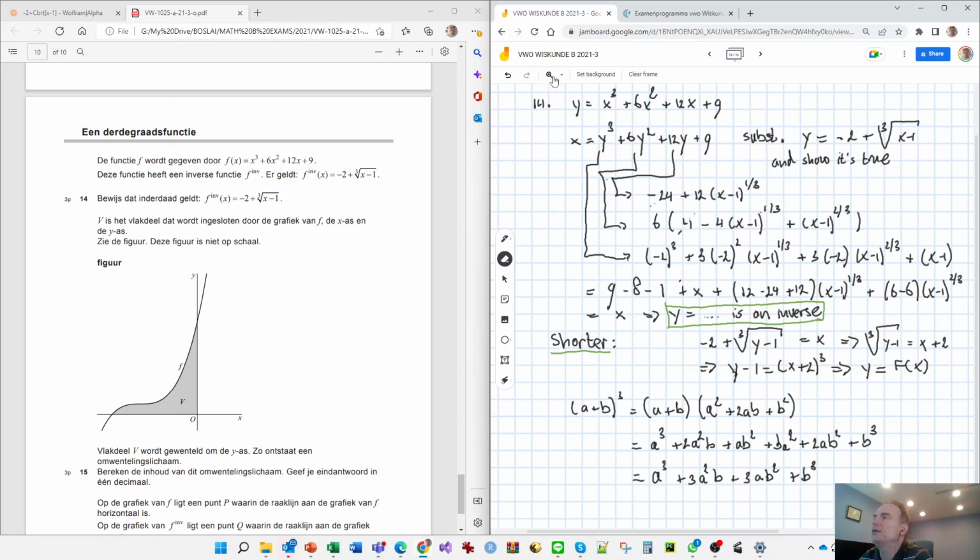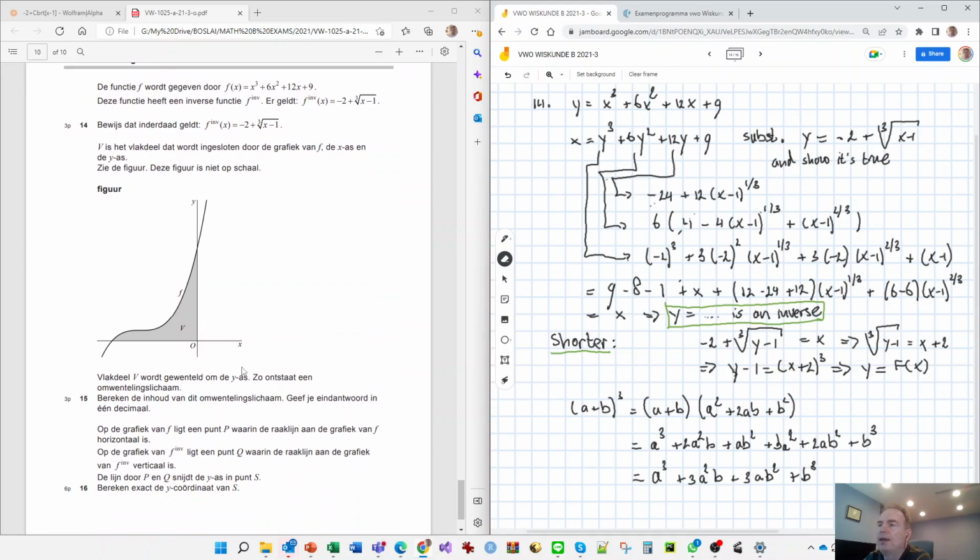Okay, now they have an area enclosed by f, the y-axis and the x-axis. You can rotate this around the y-axis. I think you get a rotation body, omwentelingslichaam, and they ask for the volume of that.